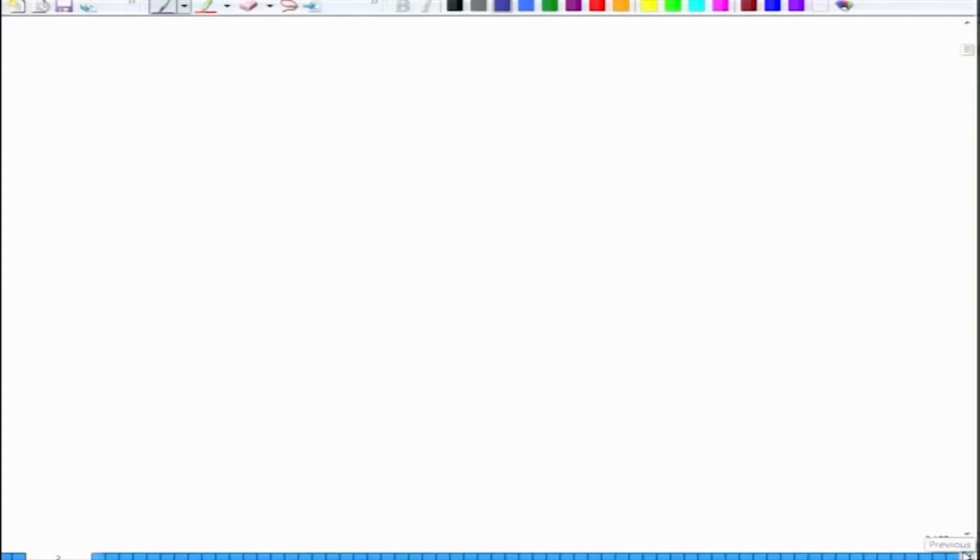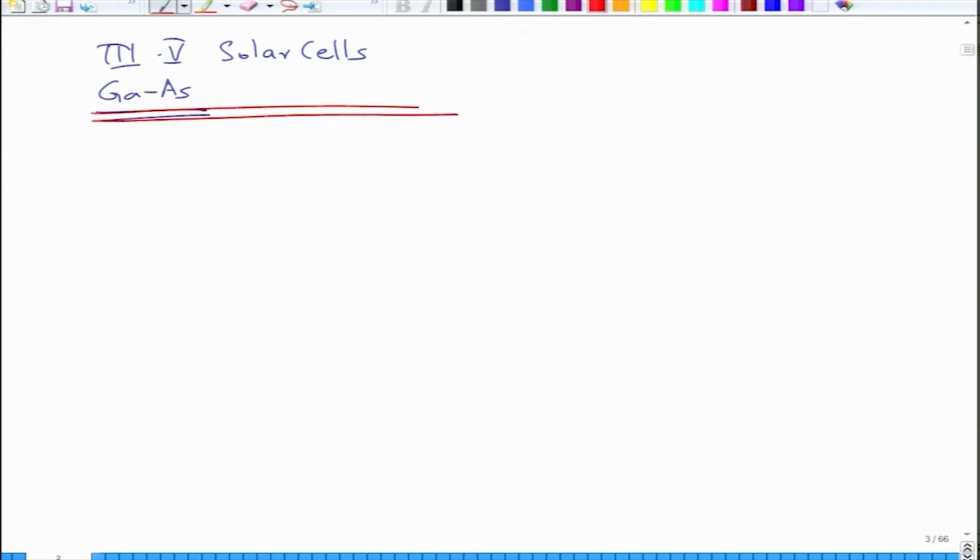Now, let us look at the other first generation technology, that is III-V solar cells. III-V is basically group 3 and group 5, so we are talking here of gallium arsenide based solar cells. As we know, gallium arsenide is a direct band gap semiconductor of band gap 1.41 eV, not 1.1.